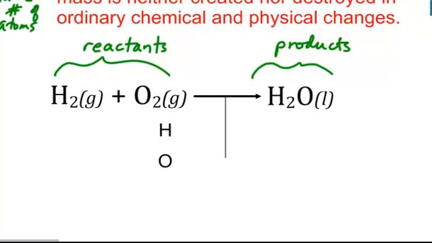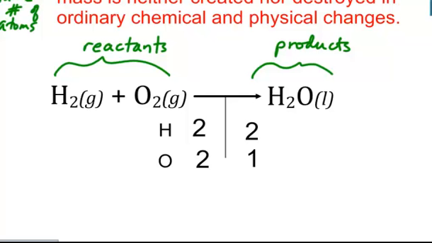I'll show you what I mean. On the reactant side, we have 2 atoms of hydrogen, and we also have 2 atoms of oxygen. On our product side, we have a 2 for our hydrogen again, but we only have 1 for our oxygen. So this is not a balanced equation. We're going to balance it.